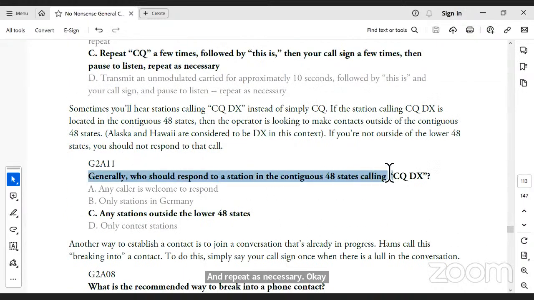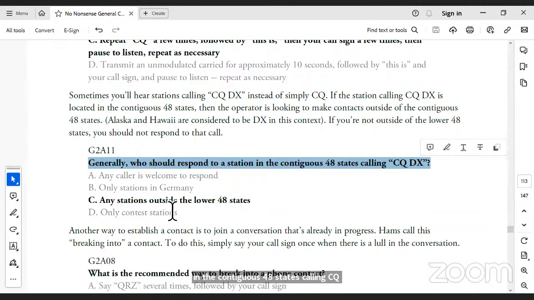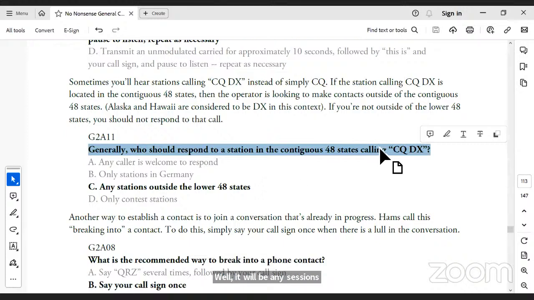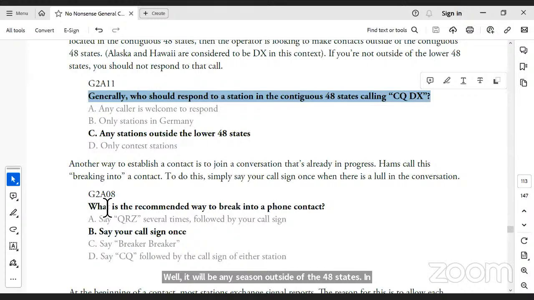Generally, who should respond to a station in the contiguous 48 states calling CQDX? Well, it will be any stations outside of the 48 states. In other words, distance, someone overseas.